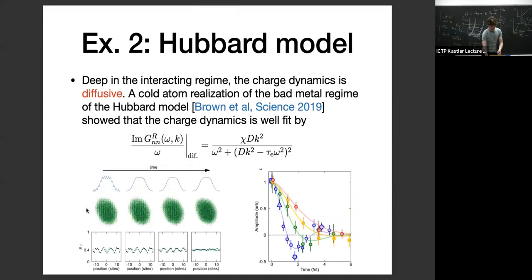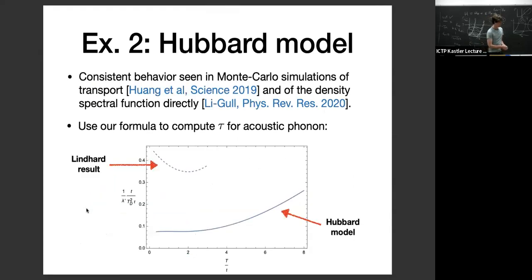Maybe I'll skip this. So you can take this formula that they measured, you can plug it into our formula, and you can do a comparison. If you take the parameters from the Hubbard model that they used and you stick it into the Kaganov et al. formula, this is what you get. And if you use our formula, this is what you get. And it's a factor of four. It's not an order of magnitude difference, but there is a quantitative difference.